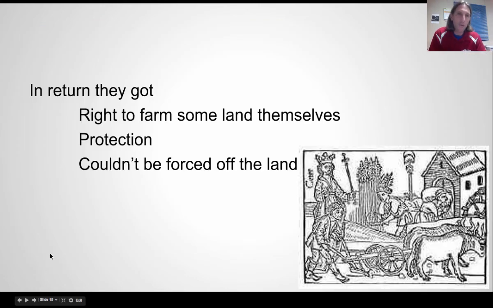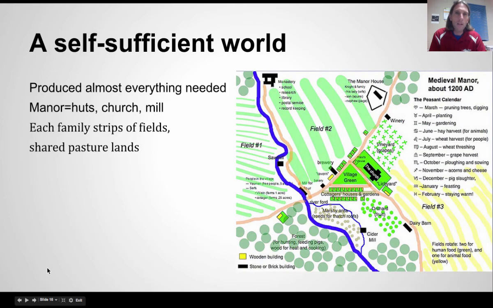In return, they got the right to farm some of the land for themselves. Again, protection is the key thing. And the fact that they couldn't be forced off the land was another bonus. It's a self-sufficient world. Everything they needed was on this.